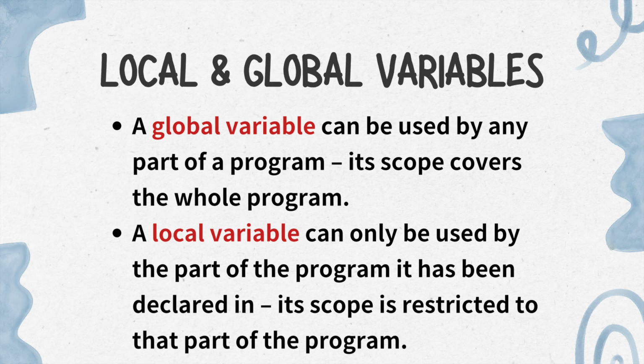Next, we will explain global variables and local variables. A global variable can be used by any part of a program. Its scope covers the whole program, while a local variable can only be used by the part of a program it has been declared in. Its scope is restricted to that part of a program.